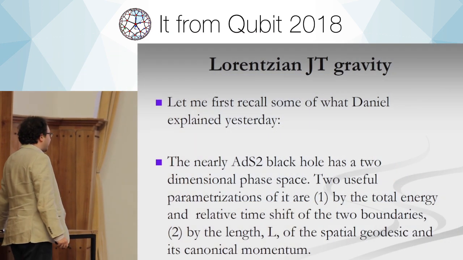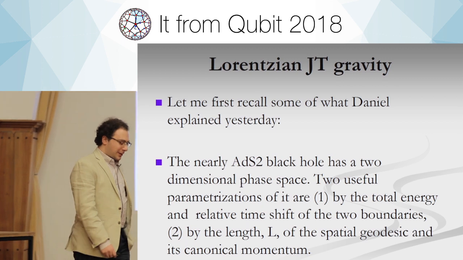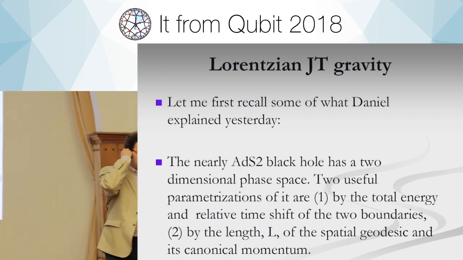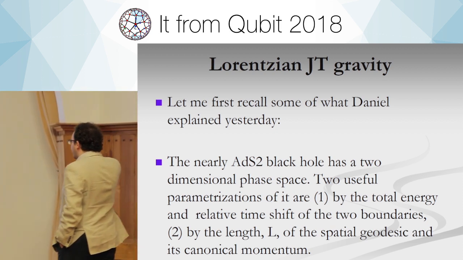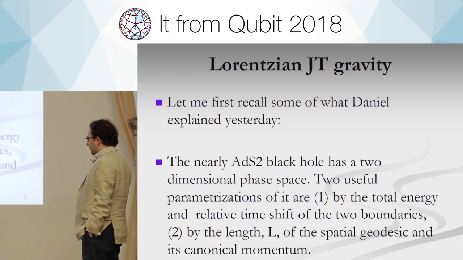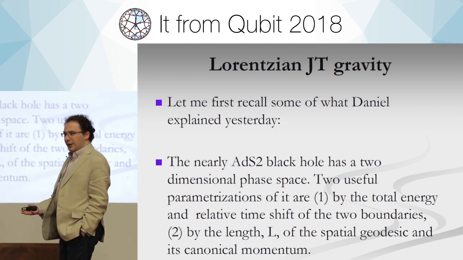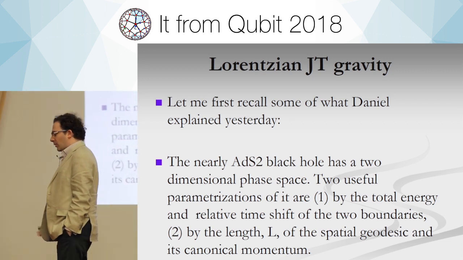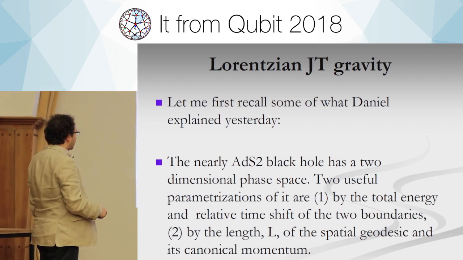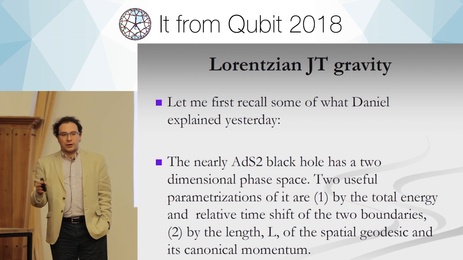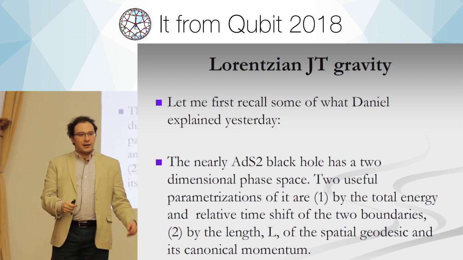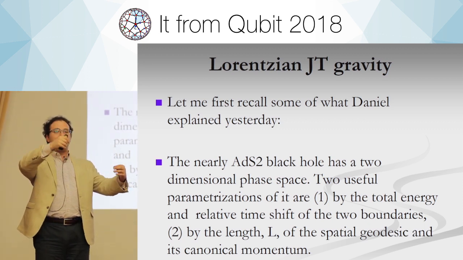So let me start by recalling some of what Dan Harlow explained yesterday about the Lorentzian analysis of the 2D dilaton gravity. To summarize a little bit, if you look at this nearly AdS2 black hole, it has a two-dimensional phase space. A very simple way of parameterizing that phase space is just by the value of the dilaton at the horizon and the relative time shift between the two boundaries. And total energy is just a simple function, just the square of the dilaton at the horizon.